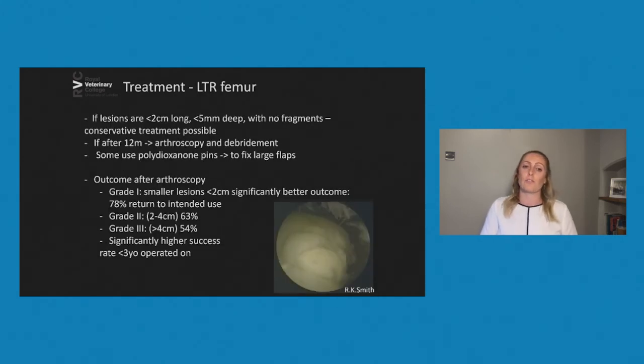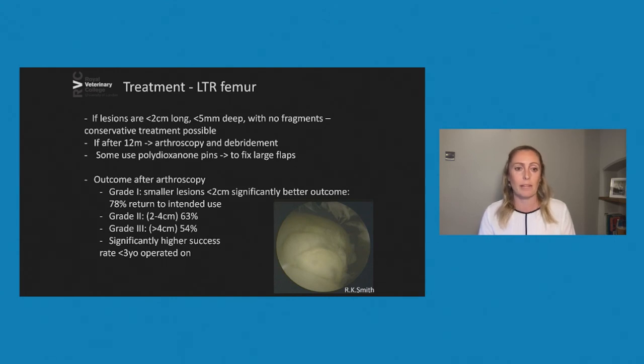So when thinking about the lateral trochlear ridge of the femur, as we said, if the lesions are very small with no fragments, conservative treatment is possible. But if after 12 months there is no resolution of the lesion and the clinical signs are still obvious, arthroscopy and debridement would be the best course of action.